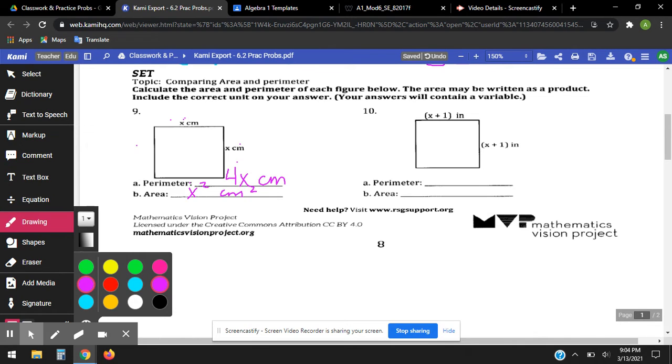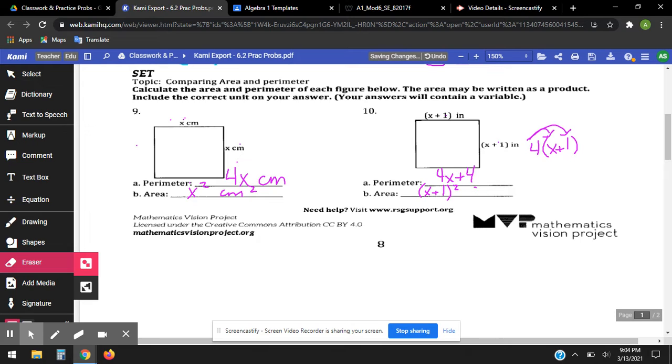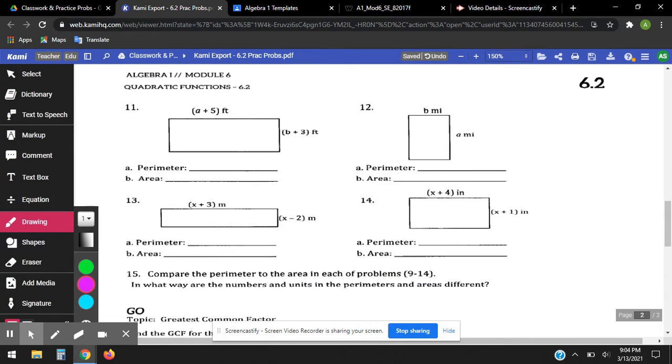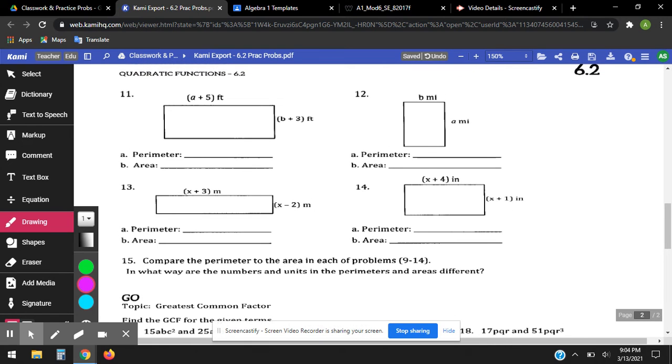Again, perimeter. I'm going to have 4 times x plus 1, which if I practice my distributing would be 4x plus 4 centimeters. And area would then be length times width, which I could just put x plus 1 squared centimeters squared. Oh, inches. We're on inches for this one. Pay attention here. All right. Inches and inches squared. Easy enough.